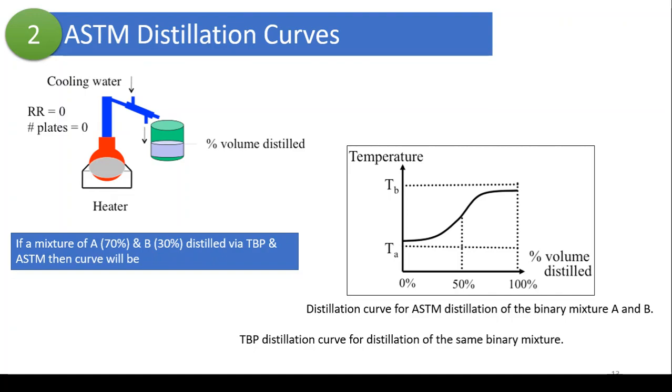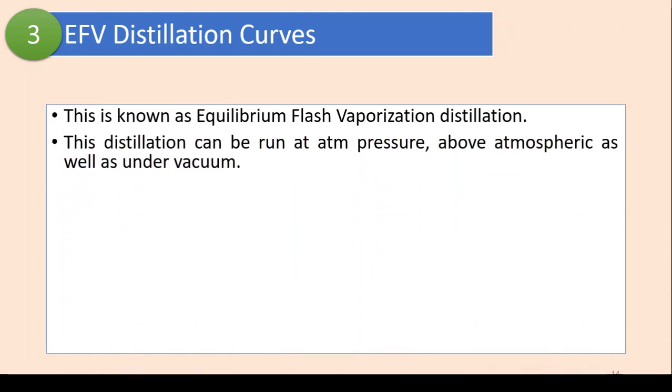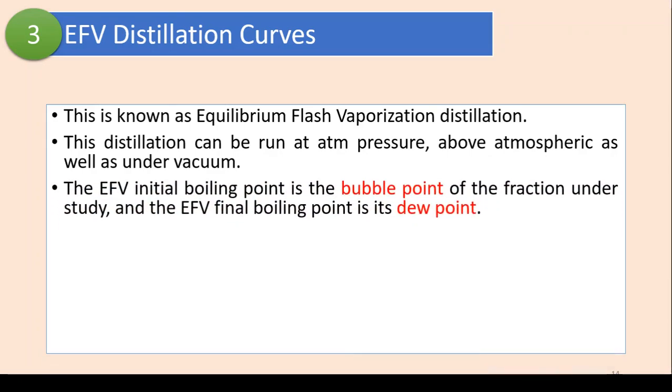Now come to the third type of distillation, that is the EFV distillation. EFV distillation is basically equilibrium flash vaporization distillation. It can be run at atmospheric pressure, above atmospheric pressure, and even vacuum pressure. And the important thing is that the initial boiling point of EFV is also known as the bubble point of the fraction under study, and the final boiling point is known as the dew point.